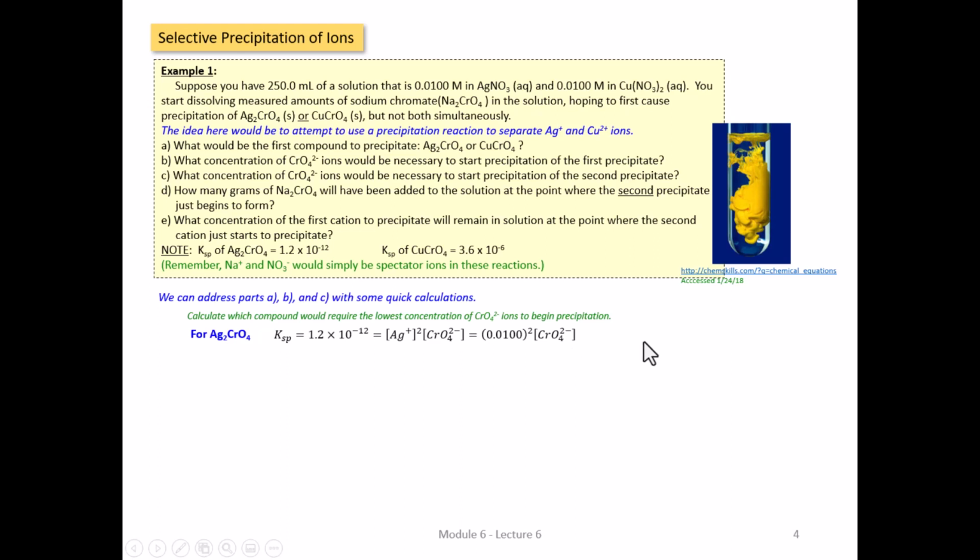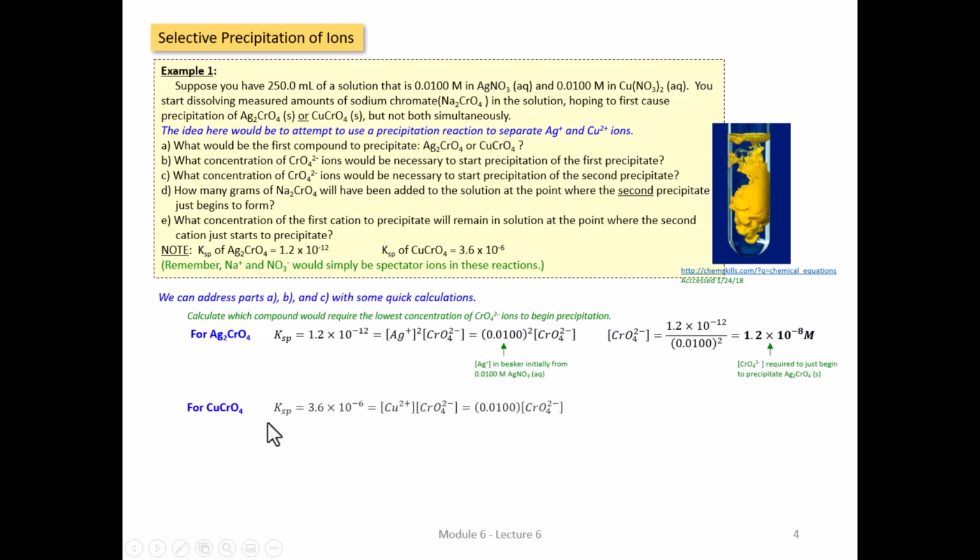precipitate silver chromate. So let's get on with this here and calculate the concentration of chromate needed, and the concentration is 1.2 times 10 to the minus 8 molar. So this would be the concentration of chromate required to just begin precipitation of silver chromate. How about for copper chromate? Well, let's do the same exercise.